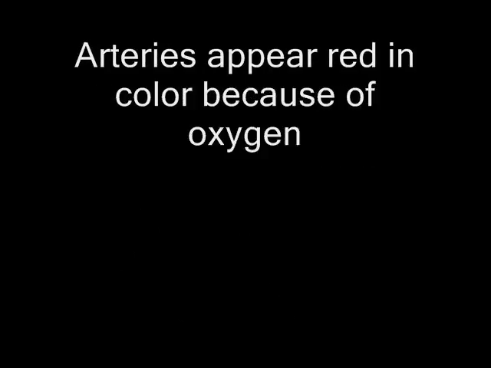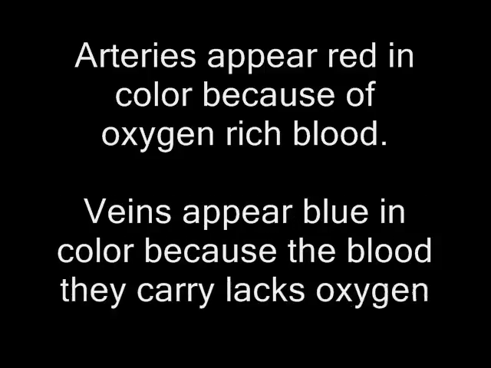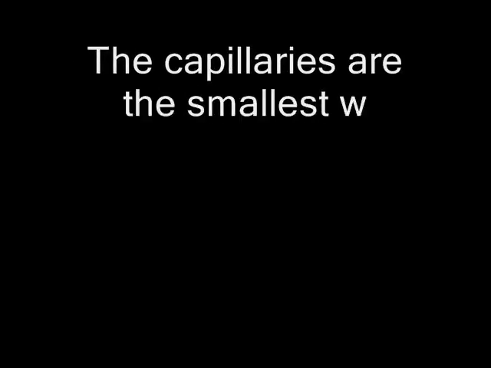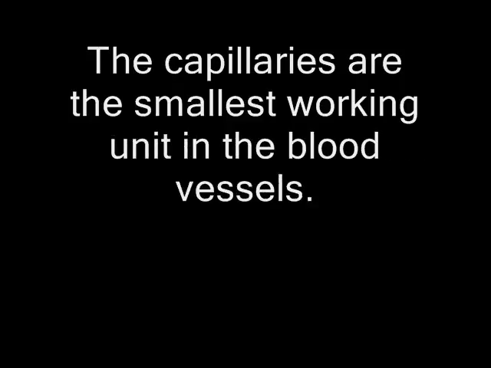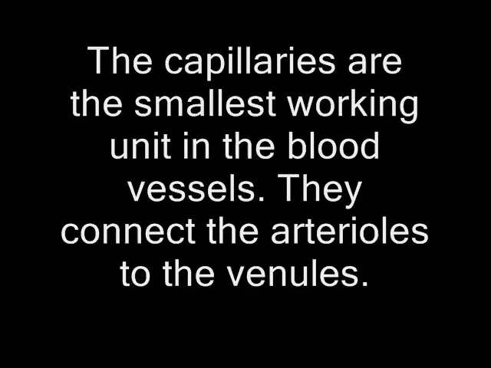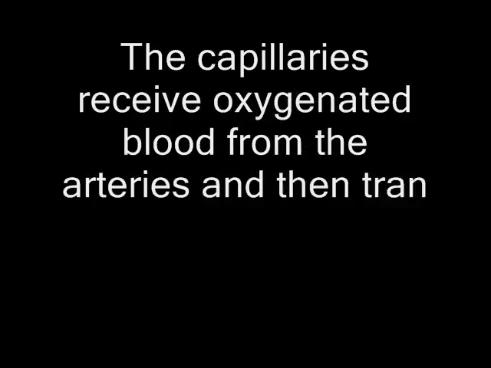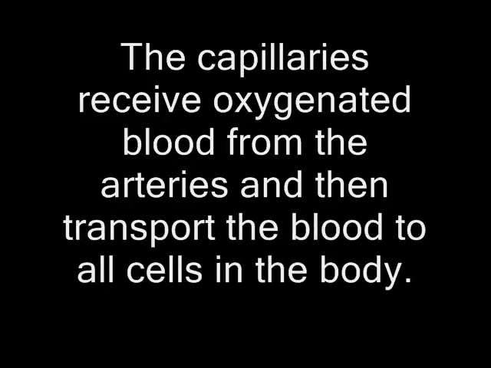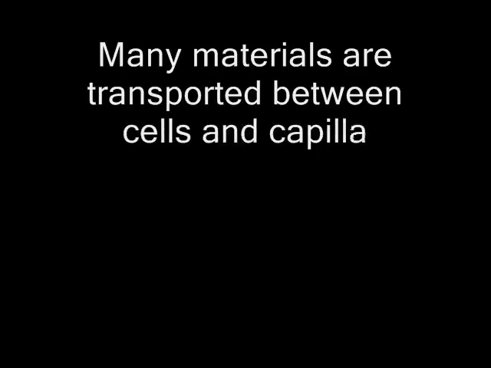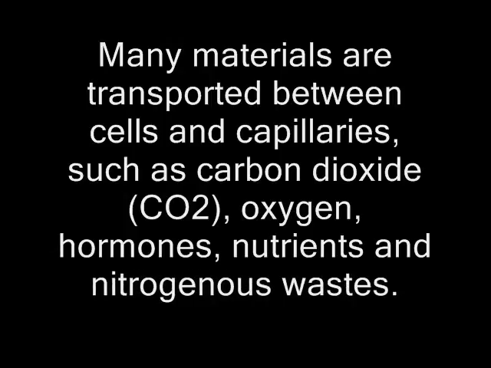Arteries appear red in color because they have oxygen-rich blood, and veins appear blue in color because their blood lacks oxygen. And the last type of blood vessel are capillaries. The capillaries are the smallest working unit in the blood vessels. They connect the arterioles to the venules. The capillaries receive oxygenated blood from the arteries and transport the blood to every cell in the body. Many materials are transported between cells and capillaries, such as carbon dioxide, oxygen, hormones, nutrients, and nitrogenous wastes.